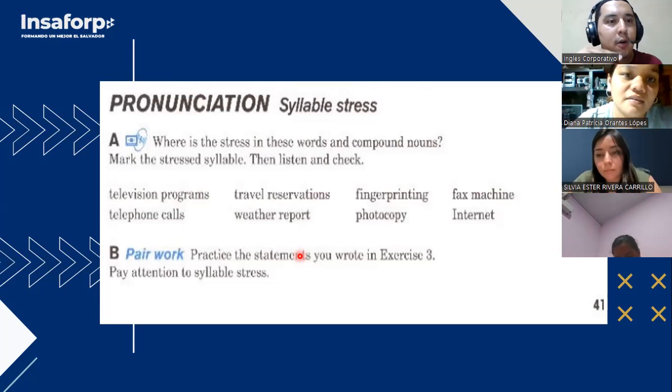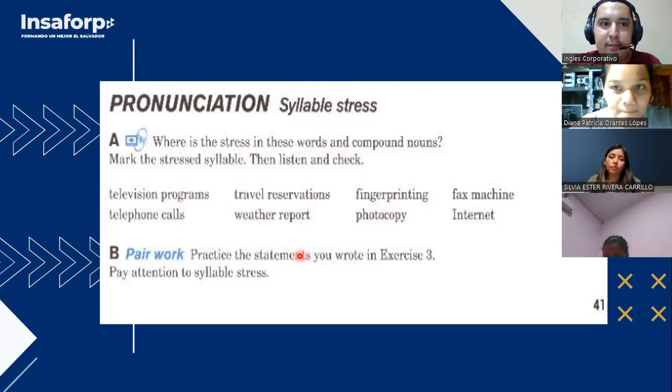you are transmitting a completely different meaning. In Spanish, you see it all the time. En español nos pasa todo el tiempo. So, in English, it might be the case. Okay.